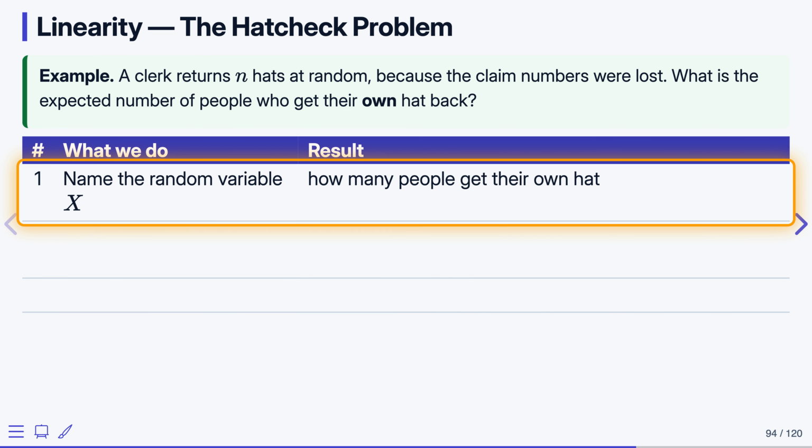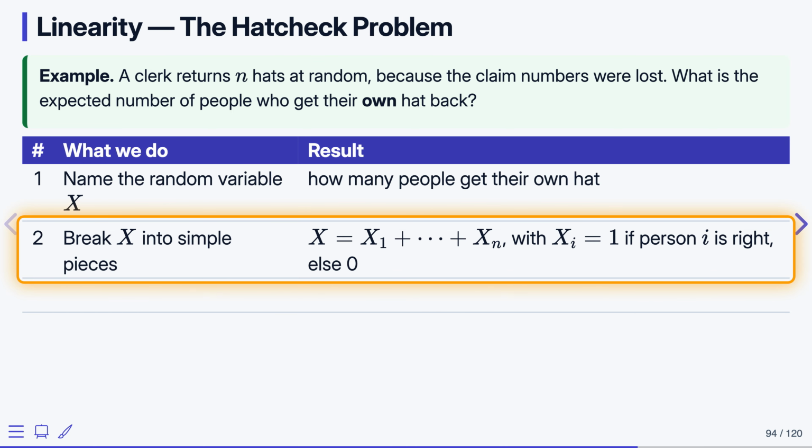Step 1. Name the random variable. X counts how many people get their own hat. Step 2. Counting X directly is hard, so break it into pieces. Let X sub i be 1 when person i gets the right hat, and 0 otherwise. Adding all the pieces gives X.